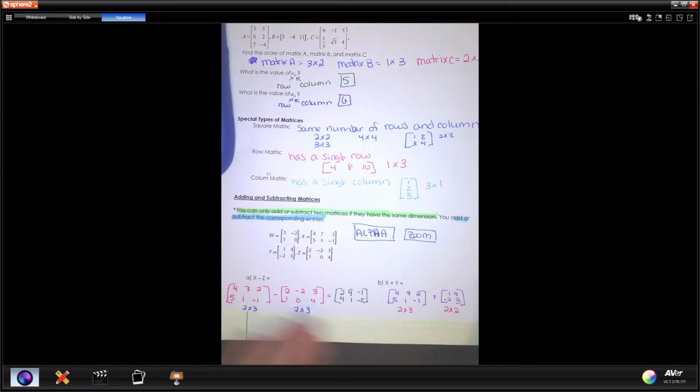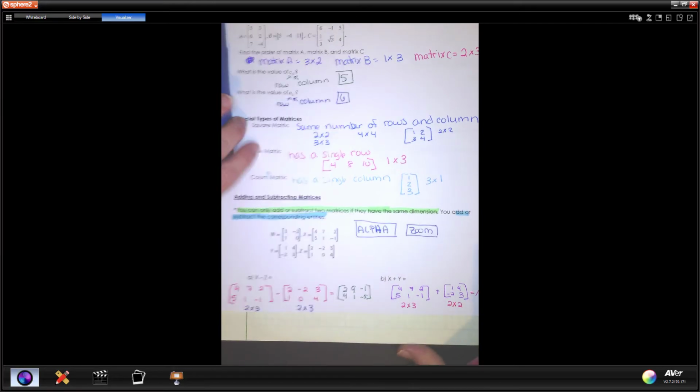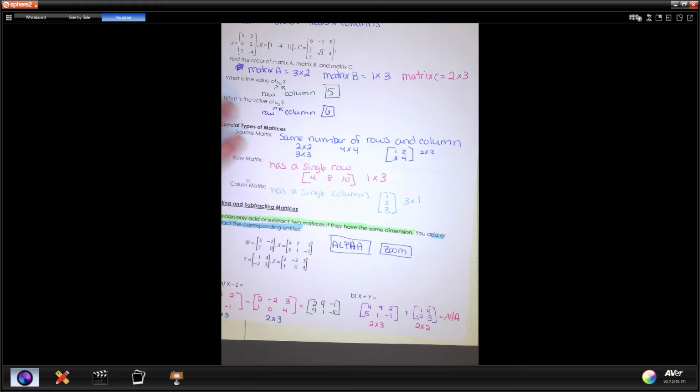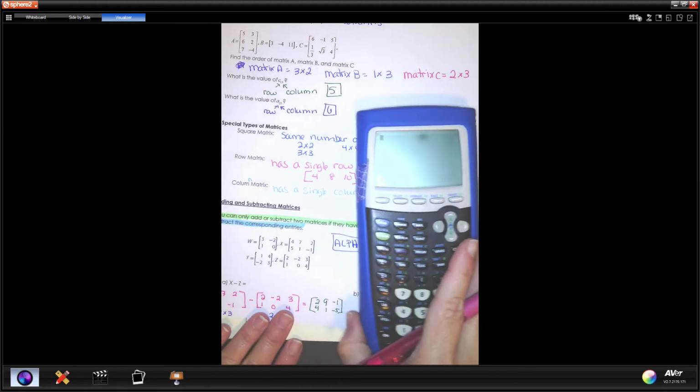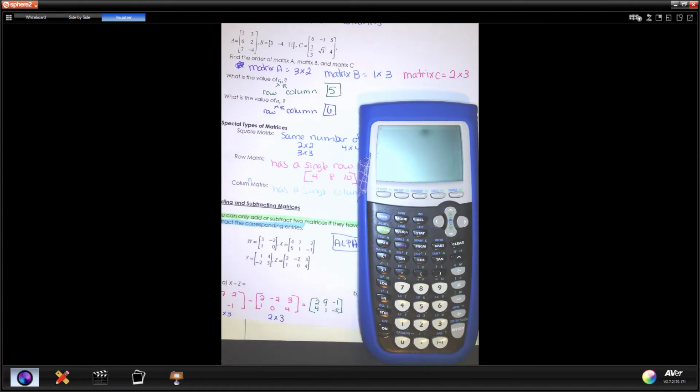What happens with this is we cannot add them together. Unfortunately, since they are not the same size, we cannot add them together. If we wanted to go ahead and try that in our calculators to double check, remember we can go alpha zoom. The first one happens to be a 2 by 3. And then that is 4, 7, 2, 5, 1, negative 1.